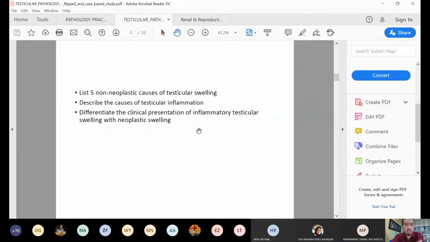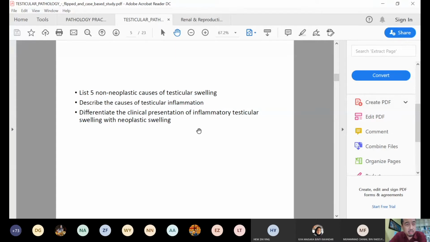So how do you differentiate? Can you differentiate the clinical presentation of inflammatory testicular swelling from neoplastic swelling? Usually inflammatory testicular swelling is painful. And for neoplastic swelling, the most common presentation is painless, although they can come in with painful swelling. But the rule is that if there is testicular swelling, you try to rule out testicular tumor first.